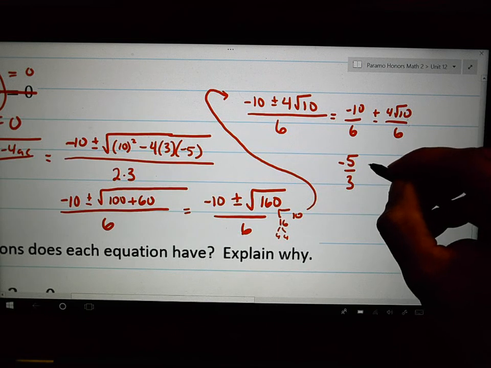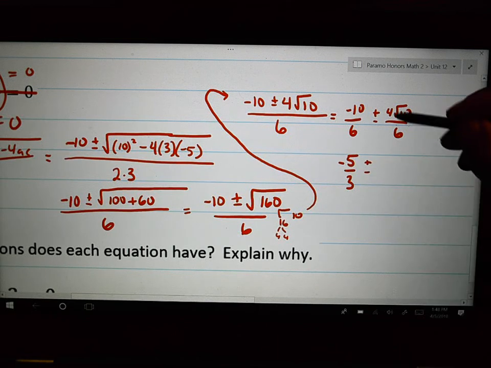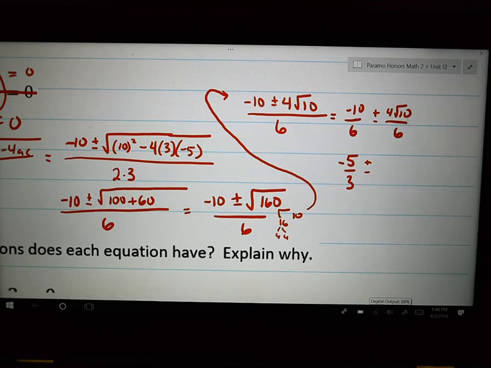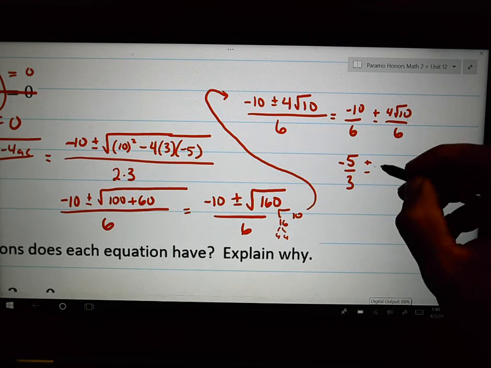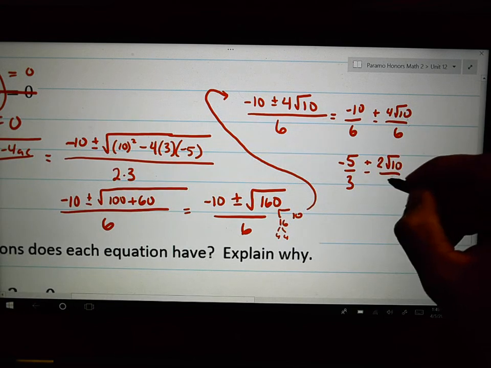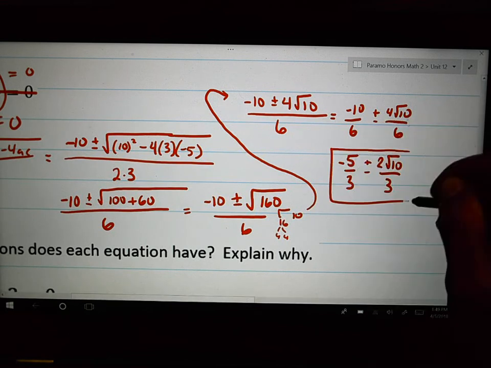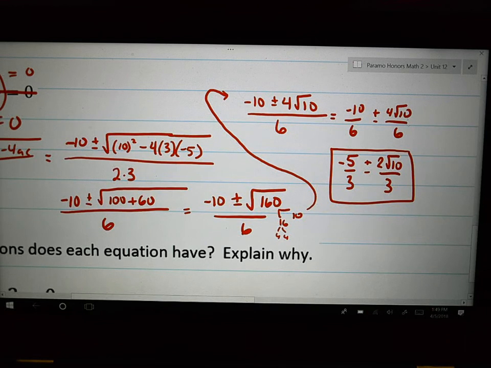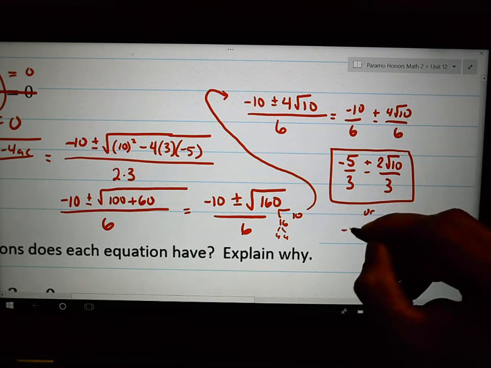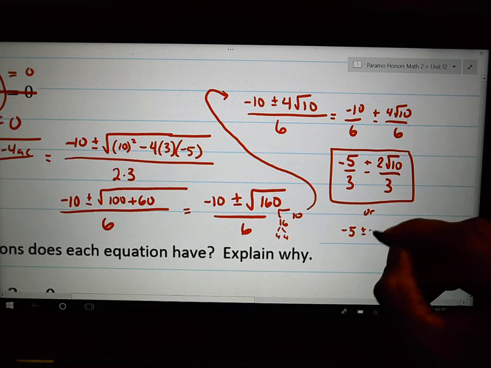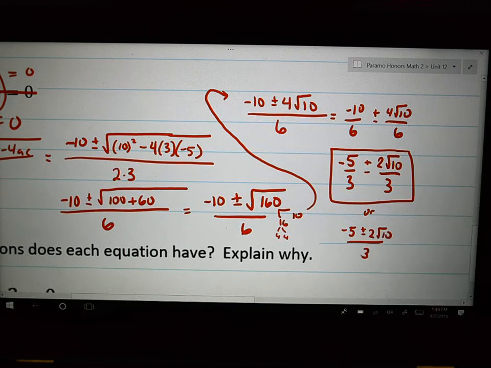I'm going to divide the next two things, the outsides. You cannot go do an inside and an outside. These are two outsides. They reduce. 4 and the 6 reduce to 2 root 10 over 3. And this is how I'm going to recommend that you leave your answer. If, by some chance, you wanted to leave it as negative 5 plus or minus 2 root 10 over 3, that is the same thing. It is equivalent. But right now I'm going to recommend splitting it and just leaving it like that.